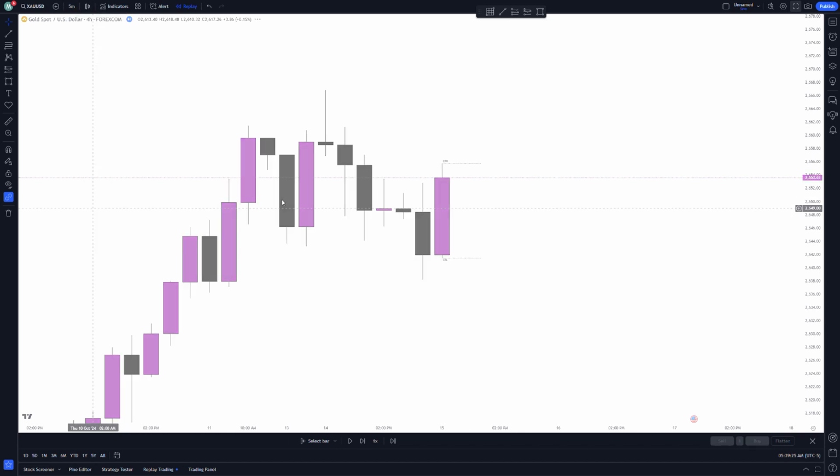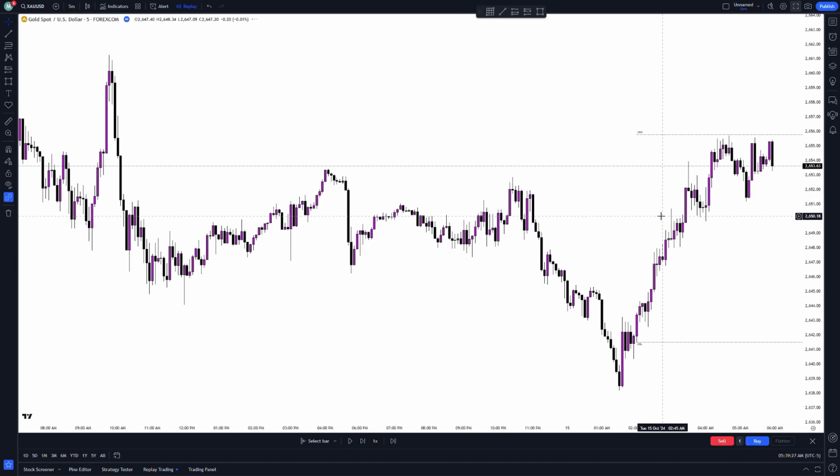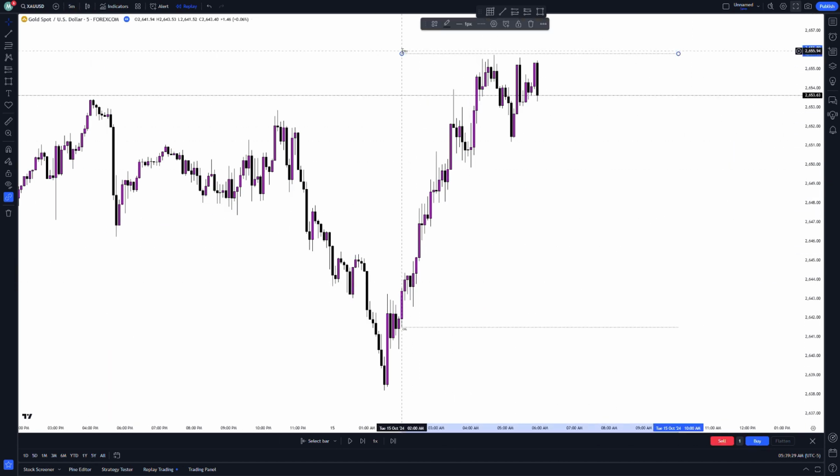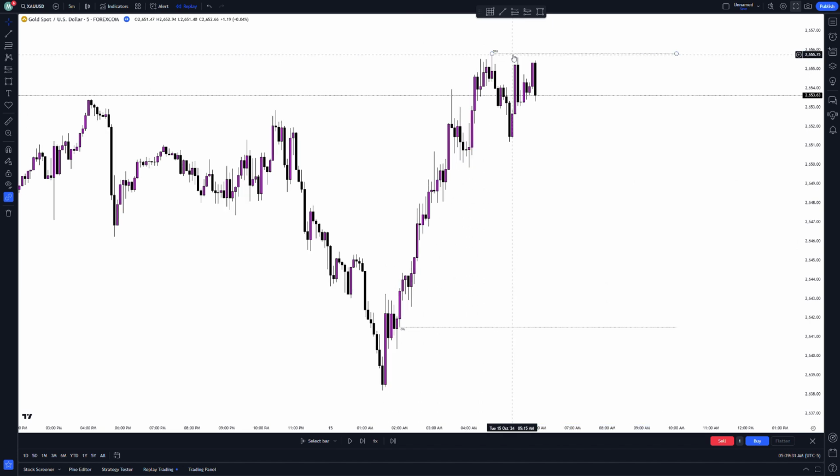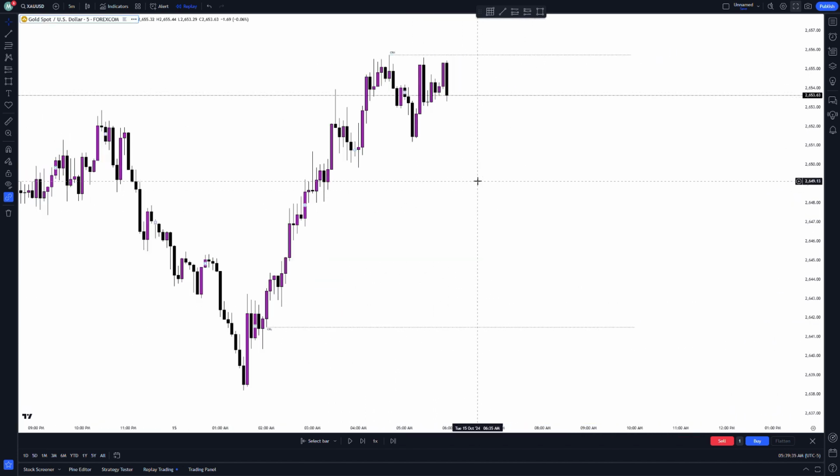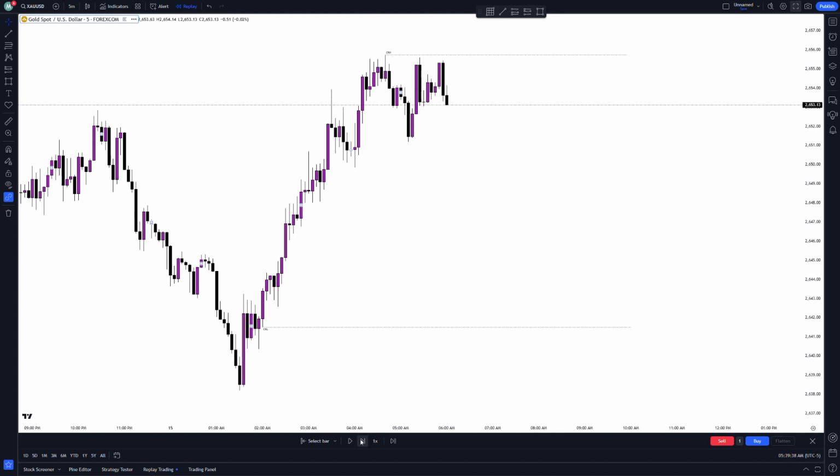So we want to go to the 5-minute charts, right? And let's see what is going to happen. So we have this candle range high and the candle range low. Let's see what is going to happen.